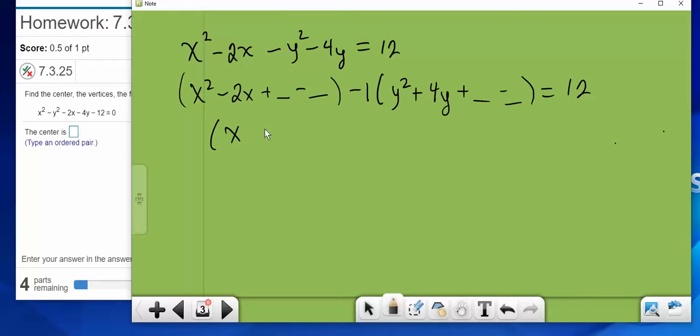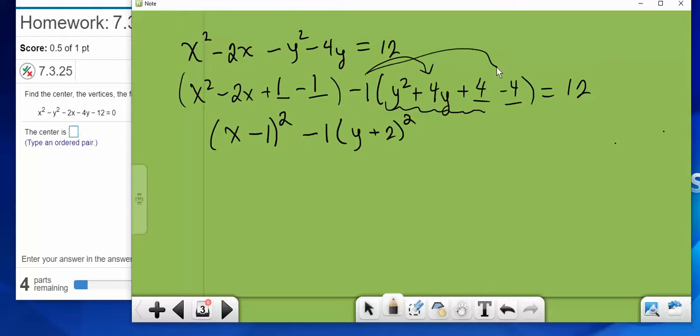So we take half the middle term, -1, and square it. -1 squared is 1, add it, subtract it. Then for the y terms, half the middle term is 2, and we square that. 2 squared is 4, add it, subtract it. Remember, y squared plus 4y plus 4 is y plus 2 squared. So you have -1 times y plus 2 squared. Then you distribute it: -1 times -4 is +4.